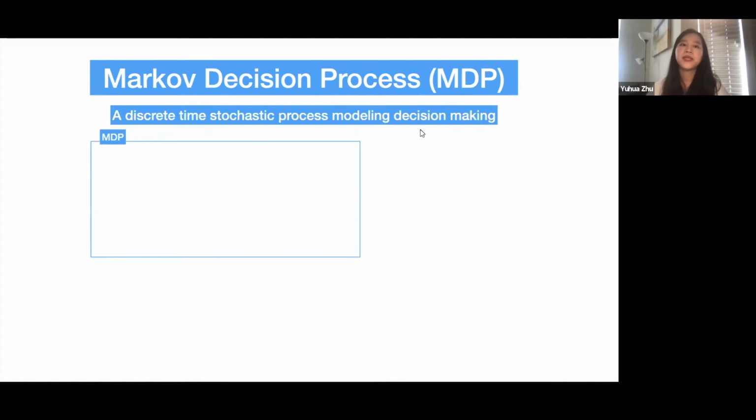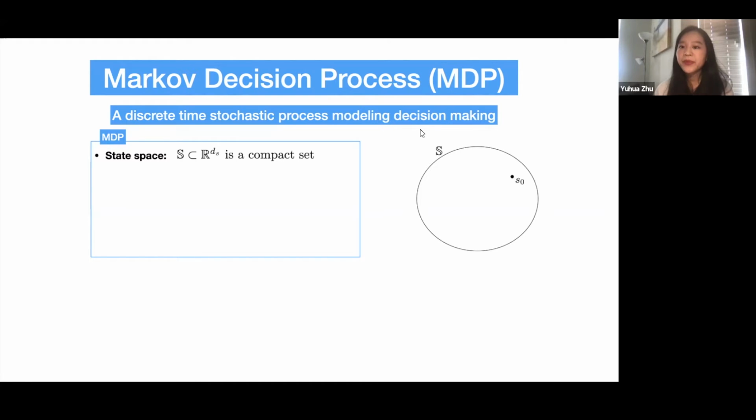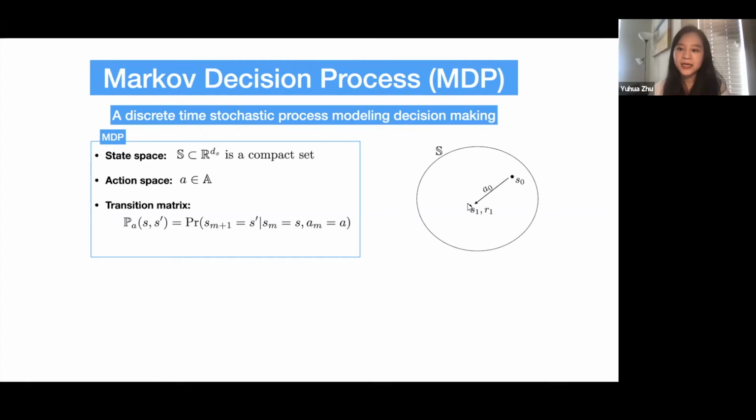Reinforcement learning is really about Markov decision process. And there are four important elements in MDP. First is state space. Here we assume the state space is a compact set in the Euclidean space. And second is action space. For example, we assume we start from S0 and we take action A0. Then we will arrive at a state S1 and obtain a reward R1.